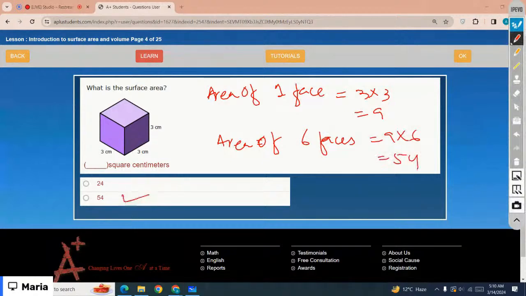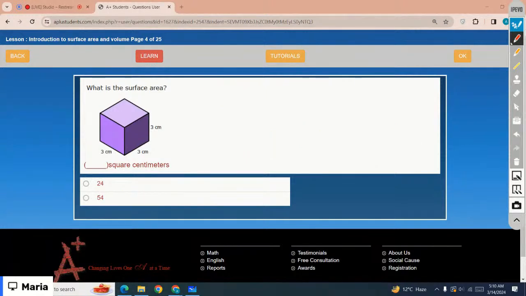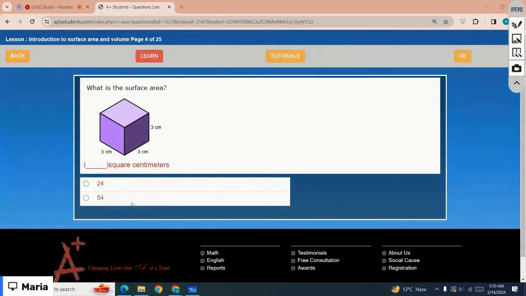So the correct option is 54 because all the 6 faces are squares, right? So they have the same area. So that is 54 square centimeter. You don't have to calculate the area of each face separately and then add them. Just calculate the area of one face, multiply it by 6, and that is the area of the cube. So the correct option is 54 square centimeter, right?